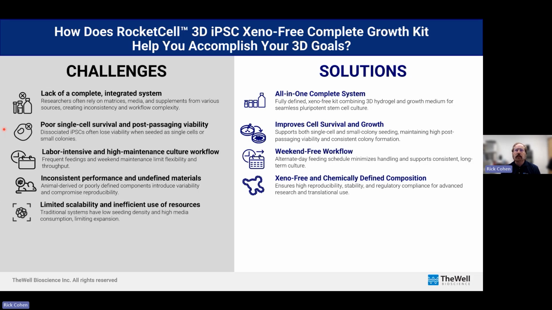Limited scalability and inefficient use of resources. Traditional systems have low seeding density and high media consumption, limiting expansion. With this system, you have a high-density 3D culture capability. The 3D hydrogel matrix supports up to 10 times higher cell densities than 2D culture, maximizing expansion efficiency.